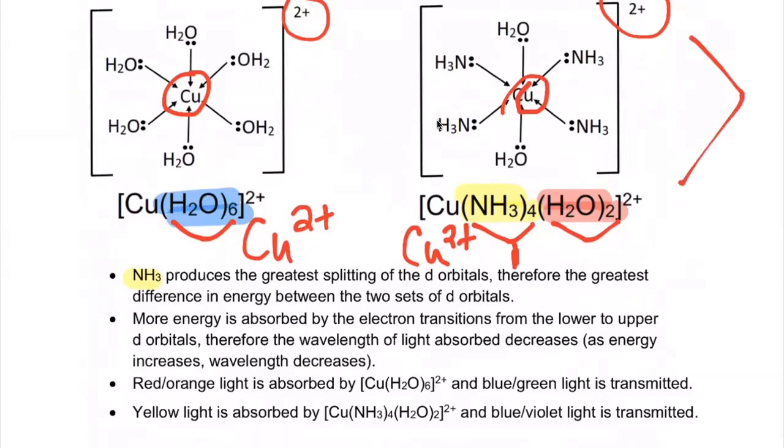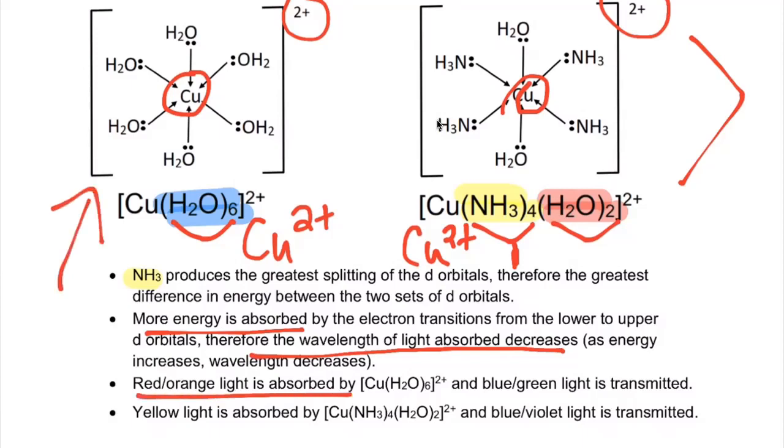So it says more energy is absorbed by the electron transitions. Therefore, the wavelength of light absorbed decreases, because higher energy means shorter wavelength. And so this one over here is going to have closer to red-orange light absorbed because it's got all the water molecules. The other one actually has yellow because it has 2 waters, which are a little lower, but it has 4 of the ammonias. And so that's what's absorbed.